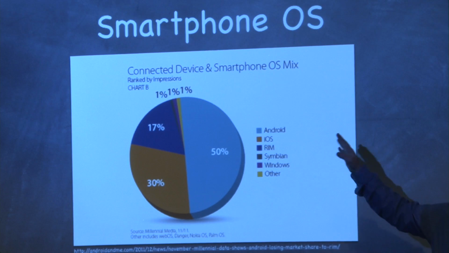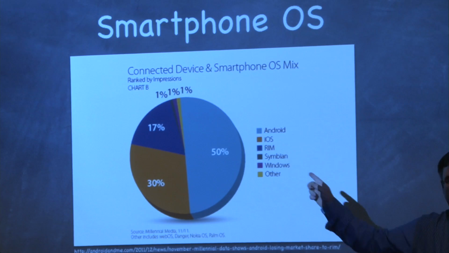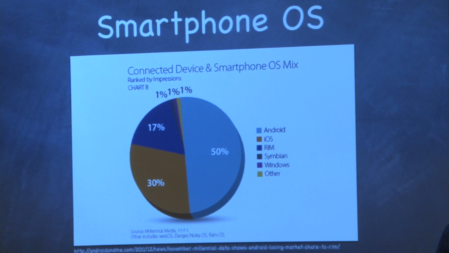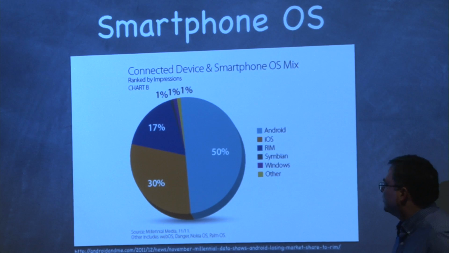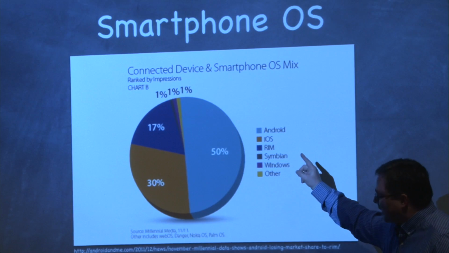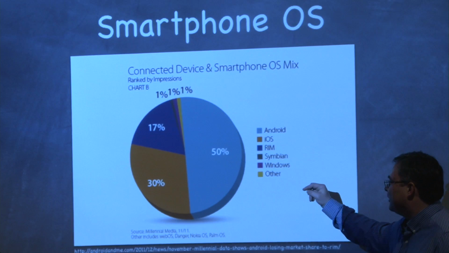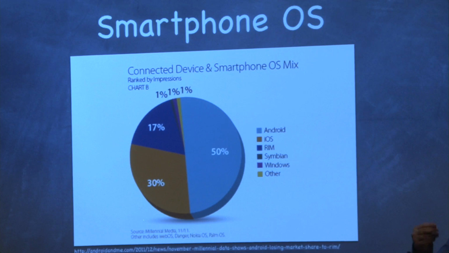If you step overseas, these numbers shift around quite a bit. For example, Symbian, I may have mispronounced it, I apologize if I did, is what you typically find on Nokia phones and so forth. If you're over in Japan and so forth, that's the dominant platform right off the bat. So a lot of that just depends on where you are and what you have.